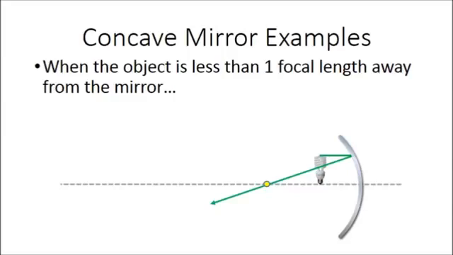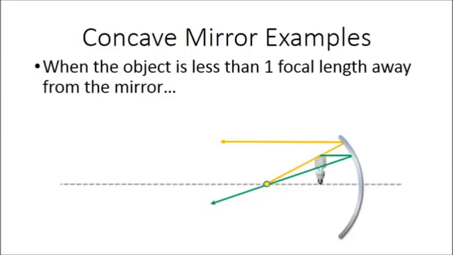Now we need to draw a line that goes from the top of the object through the focal point and then hits the mirror. But we can't do it in that order because otherwise we'd have to curve the line, right? We'd be going backwards. So in this case, we'll just rearrange the order of things. It's going to go through the focal point first and then hit the top of the object and then the mirror. So the line will go like that.